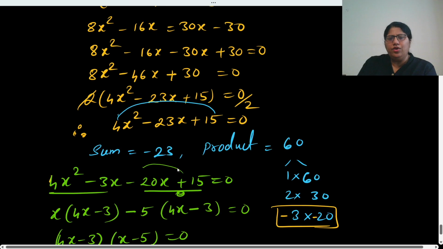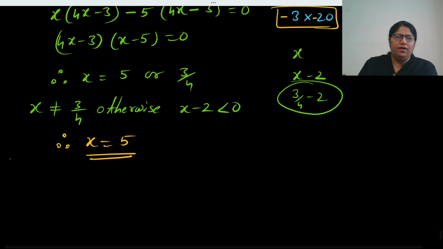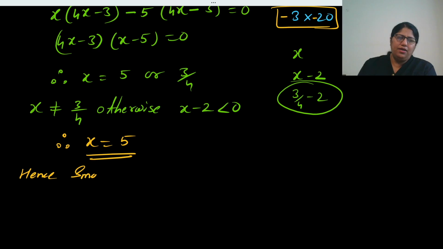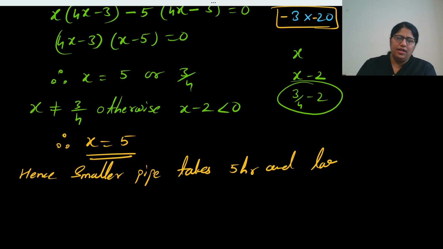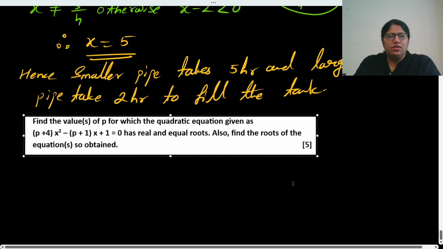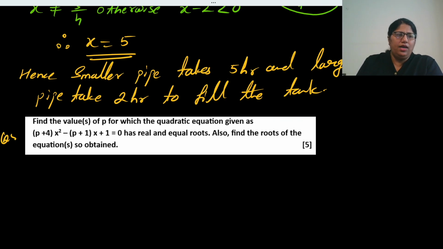So therefore, the smaller diameter pipe takes 5 hours, and the larger diameter pipe takes 5 minus 2, which is 3 hours. So this is your question number 8.